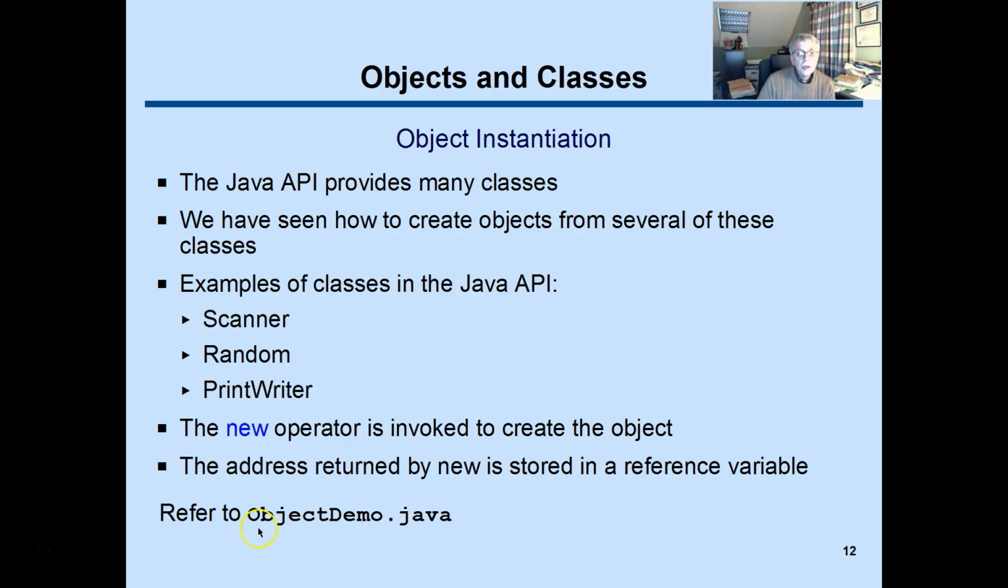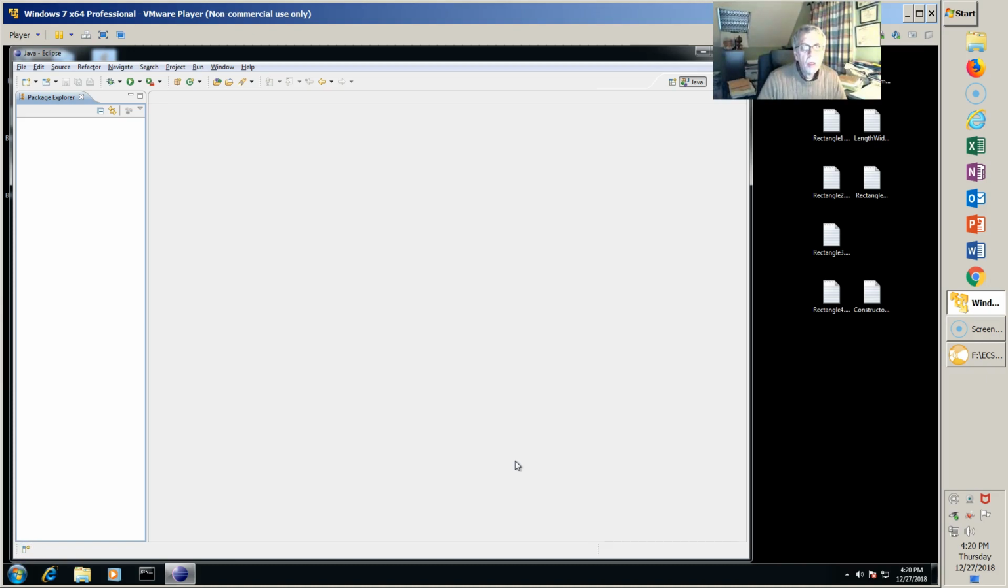So let's put this all together with a little demo. We've got a program out there called ObjectDemo.java. I'll go into my virtual machine and I'll show you how this works using the Eclipse IDE. Okay, so here we are with the Eclipse IDE already running. I'm using a workspace that's been allocated, and I'm just going to review a couple of concepts in utilizing this IDE that are kind of important.